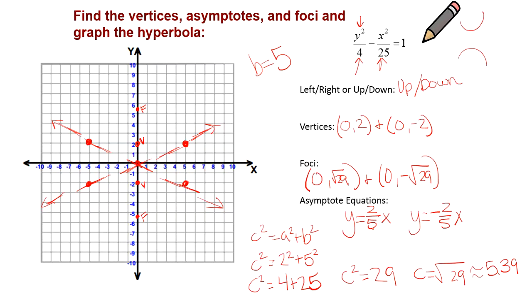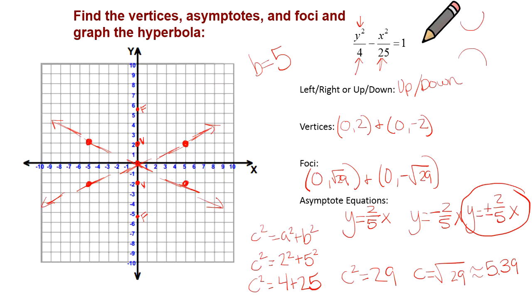These slopes will always be a positive and a negative. So if you want a quick way to write that, you could write plus or minus 2/5 x. That would encompass both of these asymptote equations in one equation. That way you don't have as much writing.